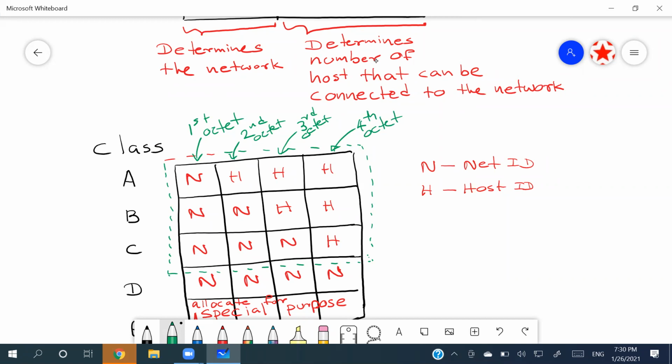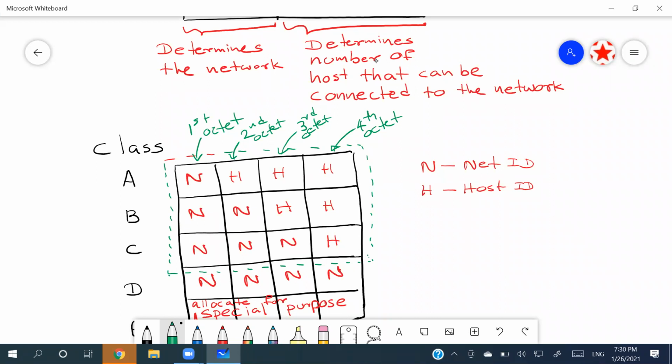Right? So if any IP address is going to be qualified as a class A address, then it should have 8 bits in its net ID. And it should be in the given decimal value range for the first octet.